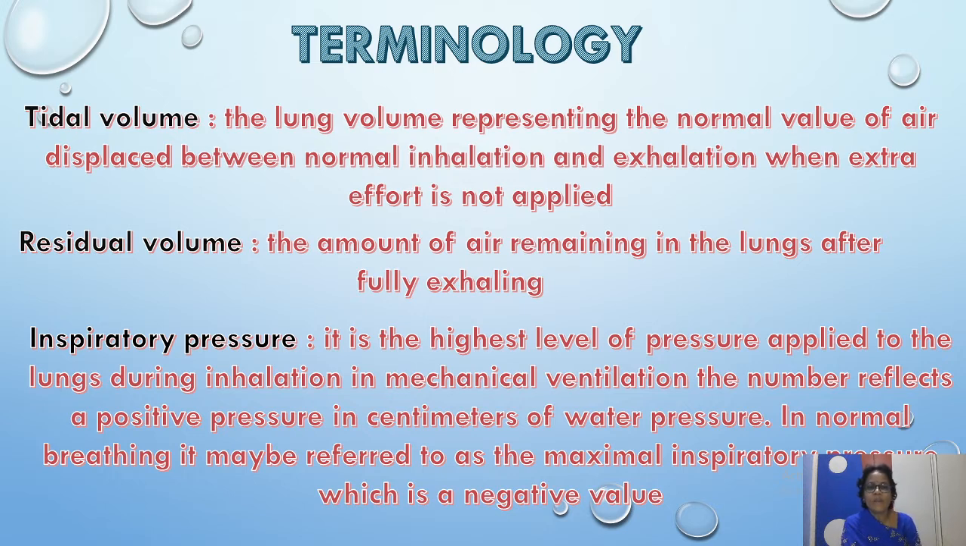So the normal mechanism of alveoli will be retained because of residual volume. Next is inspiratory pressure. It is the highest level of pressure applied to the lungs during inhalation in mechanical ventilation. The number reflects a positive pressure in centimeters of water pressure. In normal breathing, it may be referred to as the maximal inspiratory pressure, which has a negative value. This pressure is responsible for movement of the air, the pressure difference or pressure gradient.